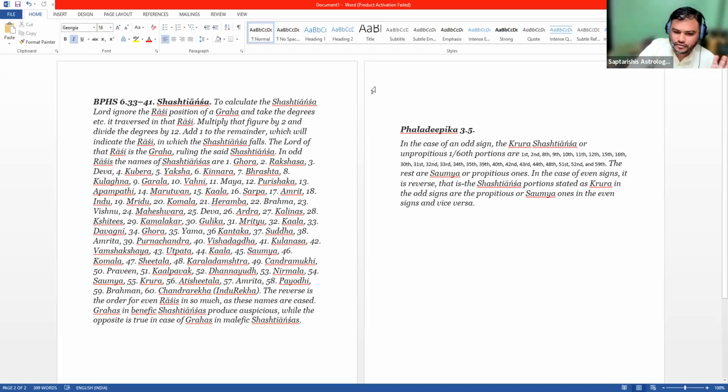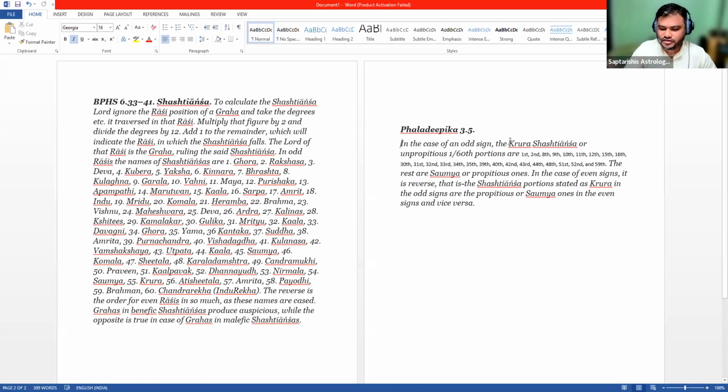The screen is visible. Okay. These are the Shashtiamsha names. Different names are given. Jehora is giving you everything. I'm just showing you this just to have an idea. Now the important part which I want you all to understand is this.